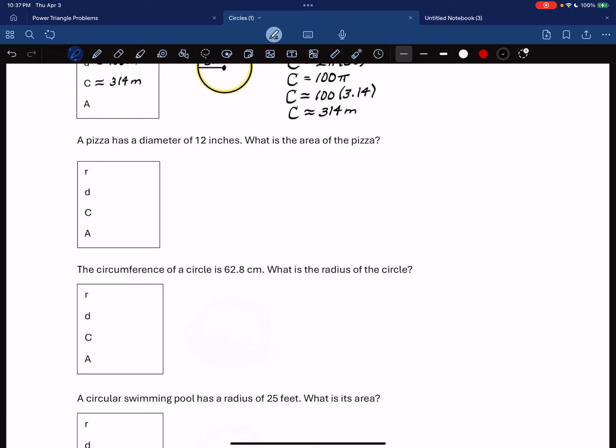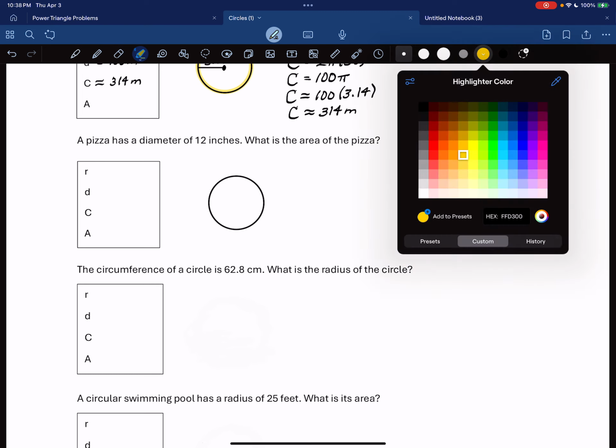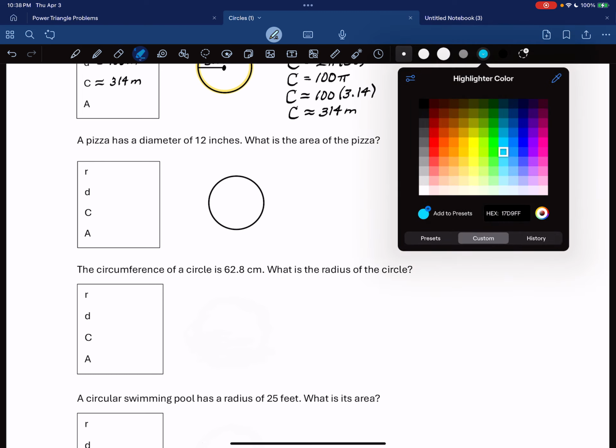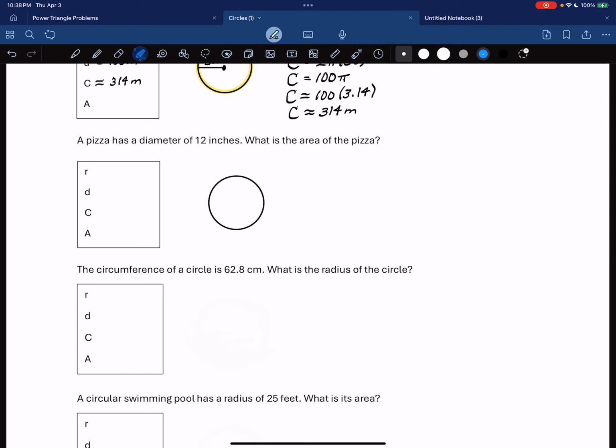On this one, we have a pizza with a diameter of 12 inches. So let's draw this one in. I think I'm going to color this one and then copy it so I don't have to keep coloring. I don't mind it, but I'm sure you would rather not have to sit and watch that. So let's see what we can do here. I'll make a copy of this.